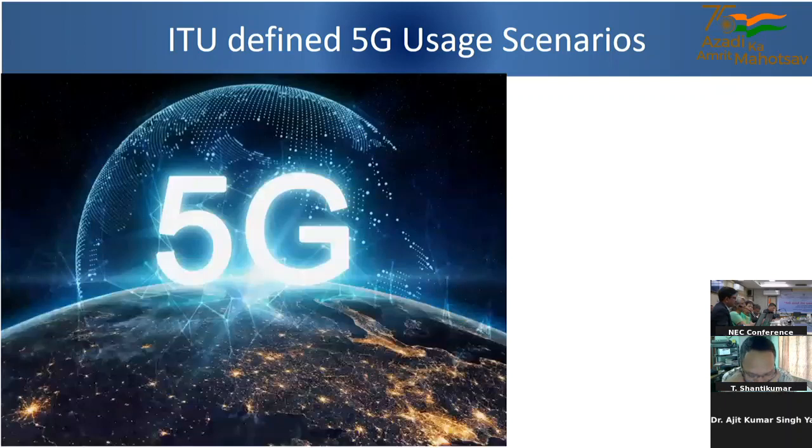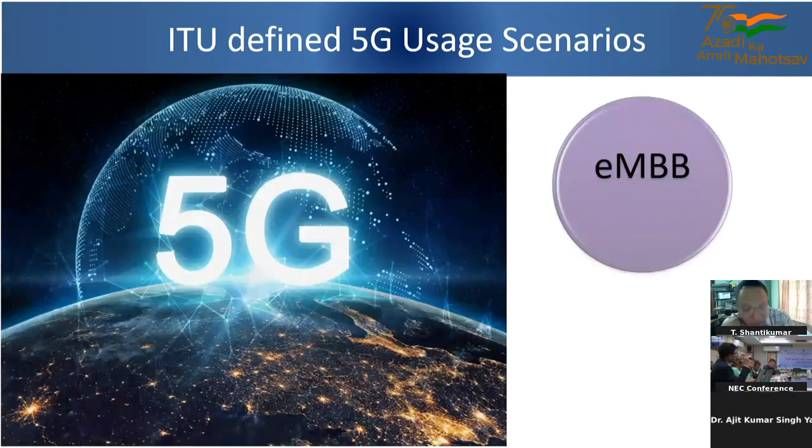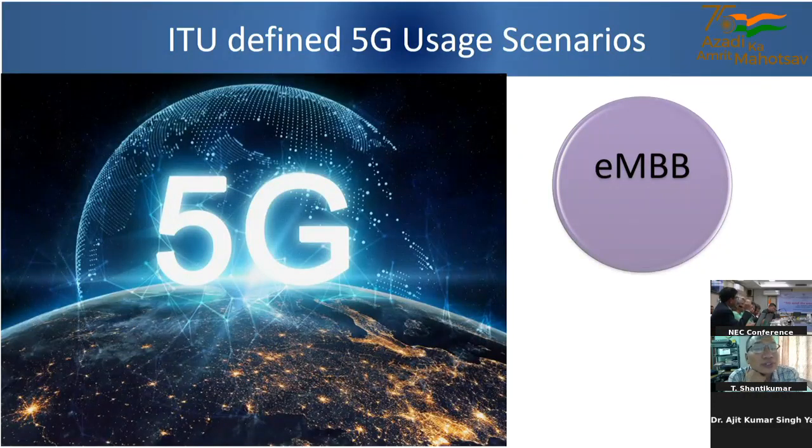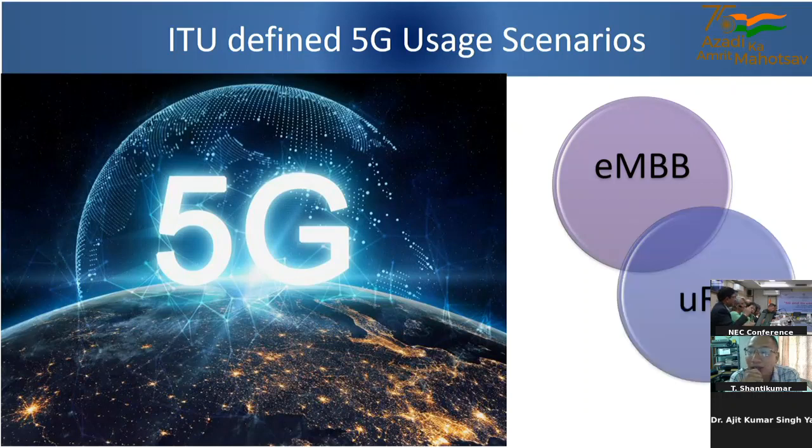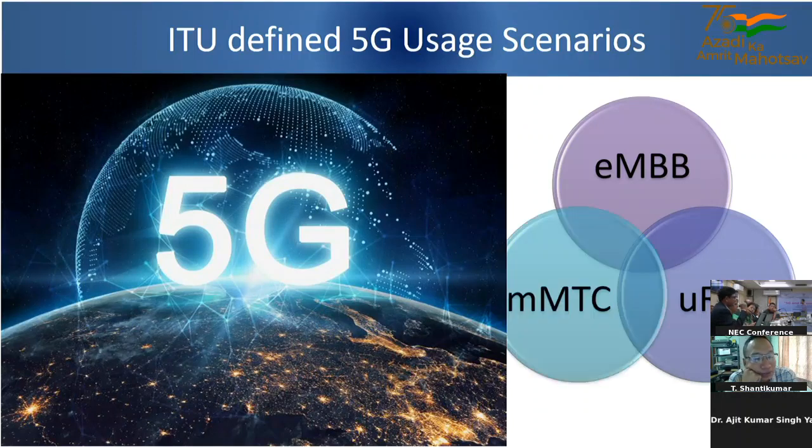So what was the vision given by ITU in the year 2015 for 5G? They had talked about three key usage scenarios. The first one was eMBB, that is enhanced mobile broadband. The second vision was about URLLC, that is ultra reliable, low latency communication. And the last was mMTC, that is massive machine type communication.